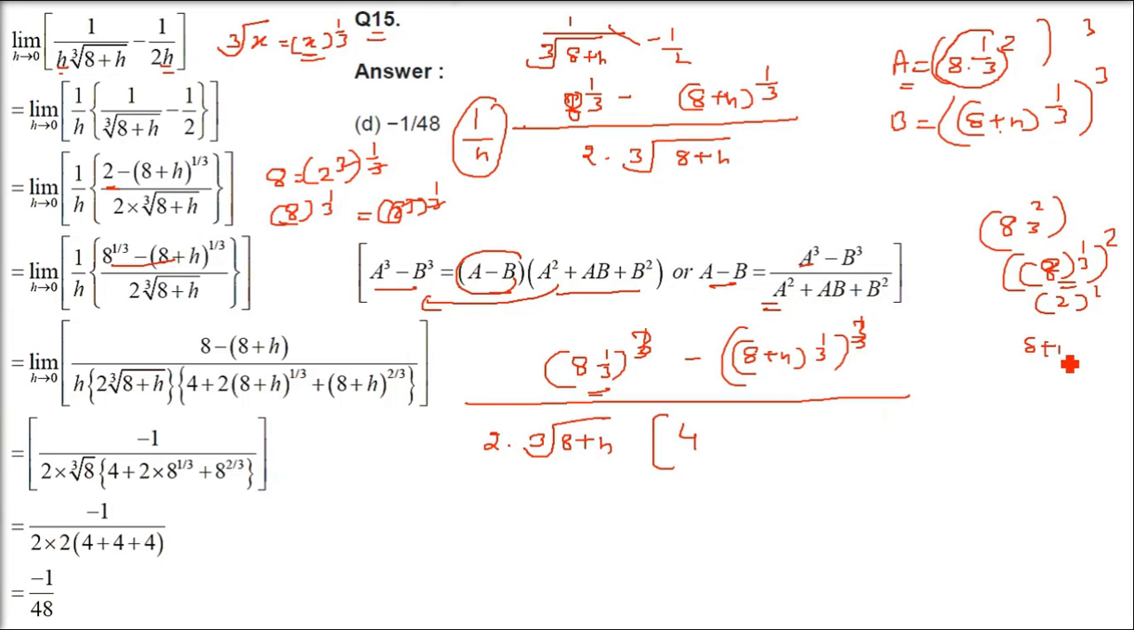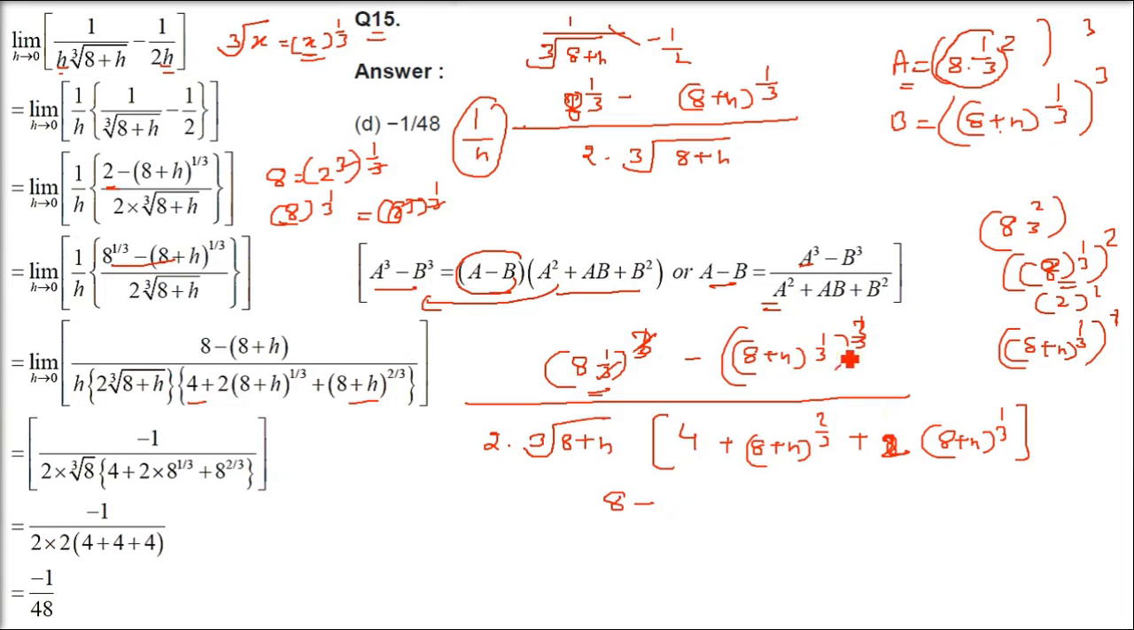How about b square? 8 plus h raised 1 by 3 raised 2. So it will be 8 plus h raised 2 by 3. This is the second one. What about a into b? Just multiply these two. 8 raised 1 by 3, which is already 2, multiplied by 8 plus h raised 1 by 3. Okay, this is a square plus b square plus ab, for a as 8 raised 1 by 3 and b as 8 plus h raised 1 by 3.